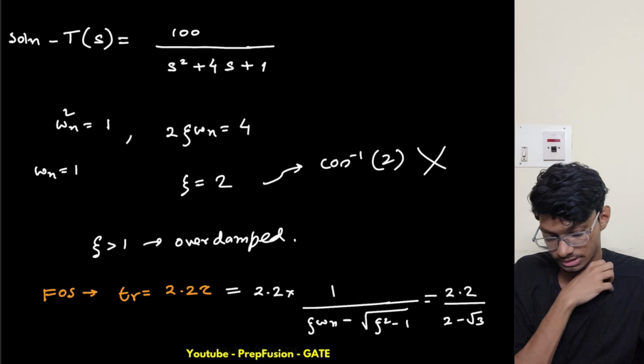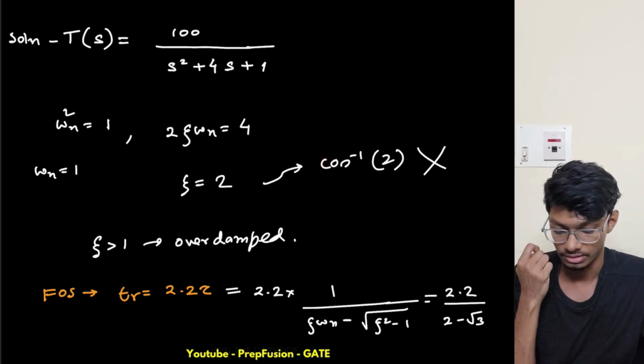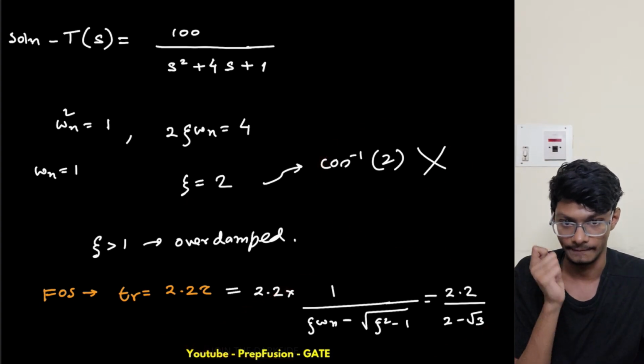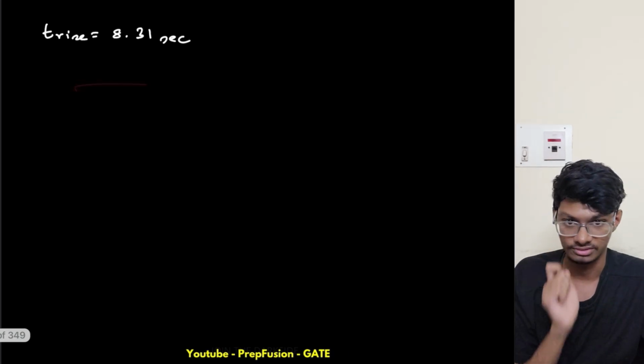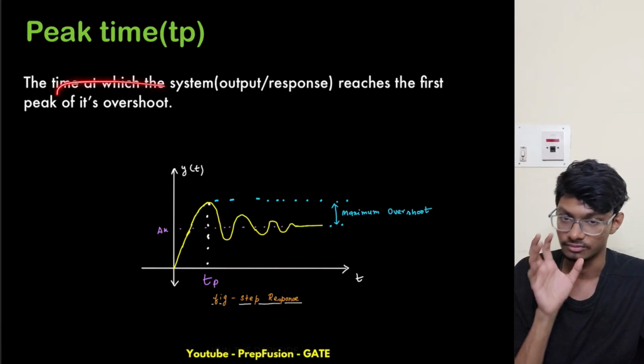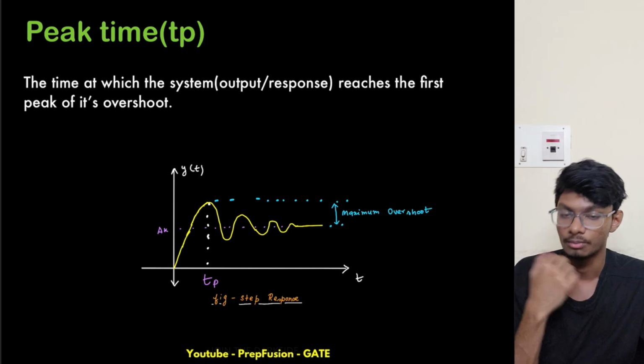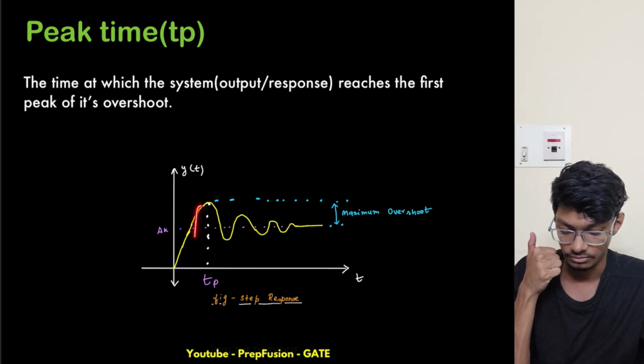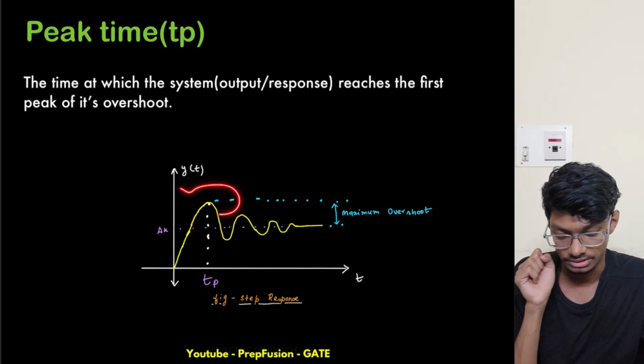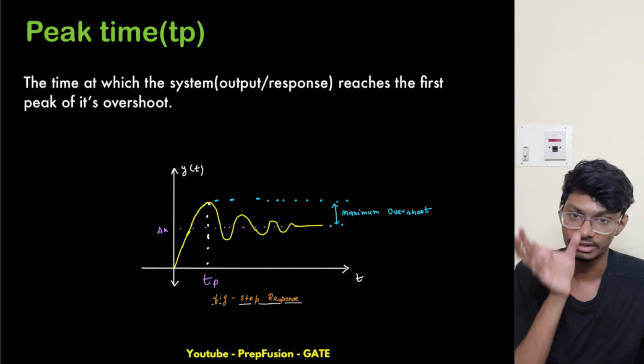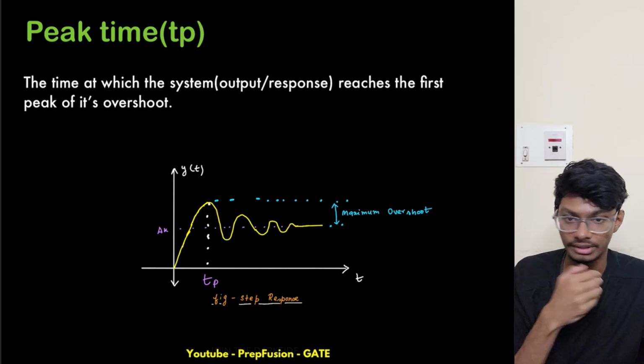Okay, check if something weird is coming, so you have to use the formula for overtime. So we calculate the rise time for the overtime system. Now we did it for peak time, right? What is my peak time? Peak time basically is the first time it is reaching its peak, the maximum peak. After that it is obviously decaying due to damping.